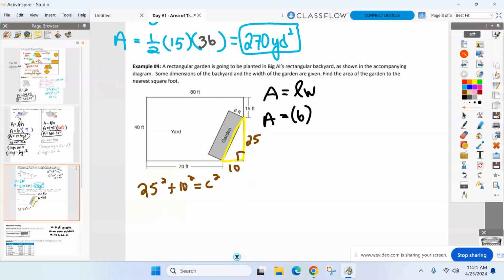And something's happening now that hasn't happened yet when we did Pythag. It's not a perfect square. Everyone's taking the square root and you're not getting a whole number. You're getting 5 radical 29. Fine. There you go. There's the other side. Plug it in. 5 radical 29.